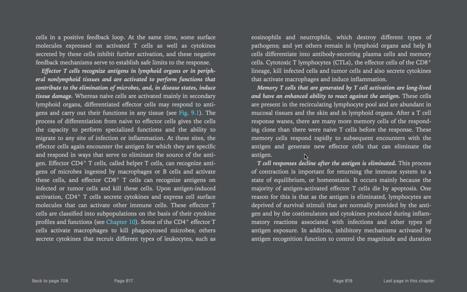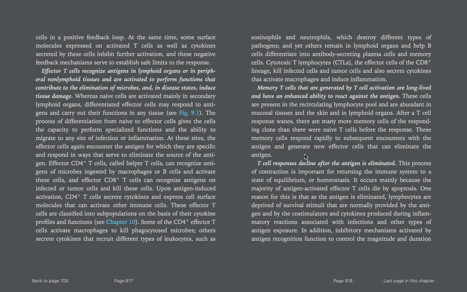Some of the CD4 effector T cells activate macrophages to phagocytose and kill the microbes. Others secrete cytokines that recruit different types of leukocytes such as eosinophils and neutrophils, which destroy different types of pathogens, and yet others remain in lymphoid organs and help B cells differentiate into antibody-secreting plasma cells and memory cells.